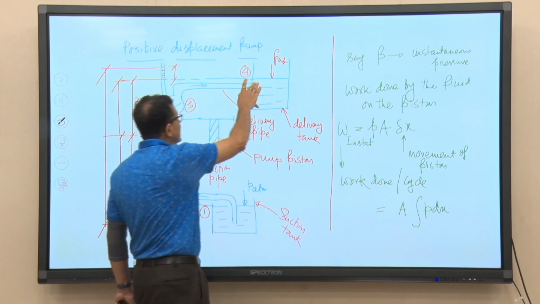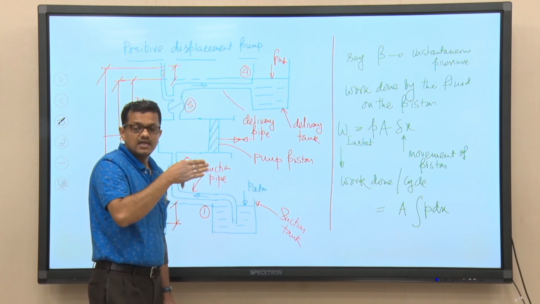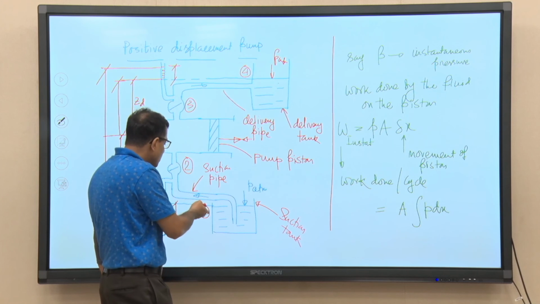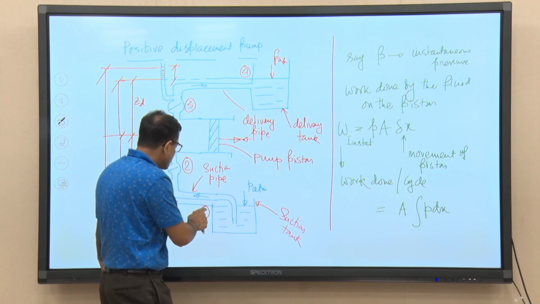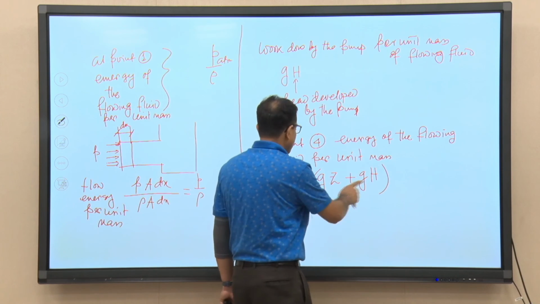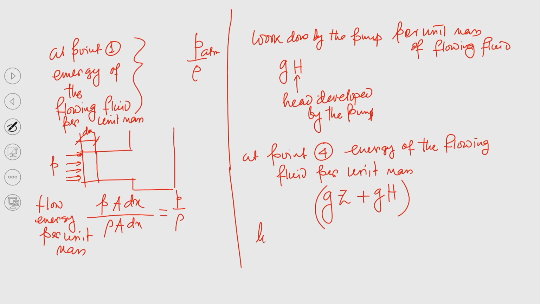So, at point 4, the energy is the energy supplied by the pump to the liquid in terms of the work transfer, plus the energy which is there because of the transportation of liquid from point 1 to point 4, right. So, this is G Z plus G H, and whatever the losses. So, we can consider losses as G into H S plus H D. So, we have to consider losses both at the suction and delivery side.